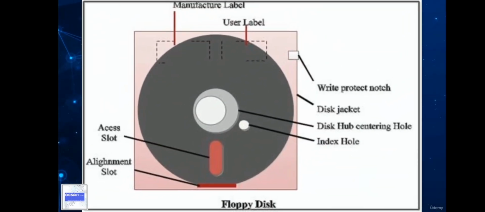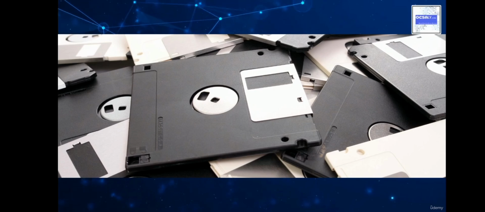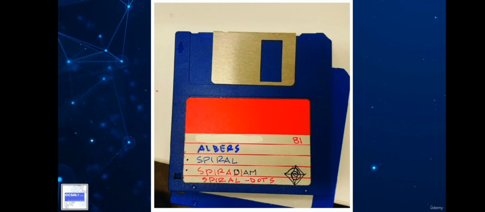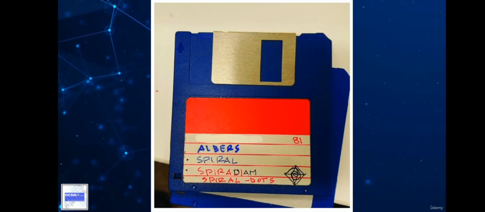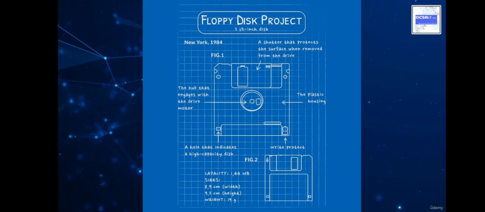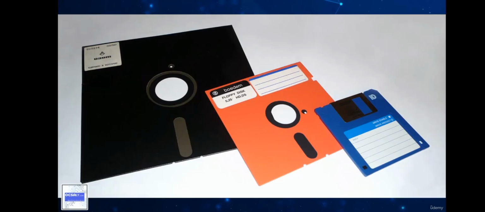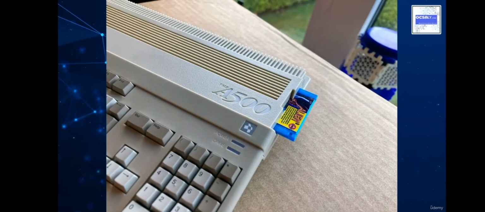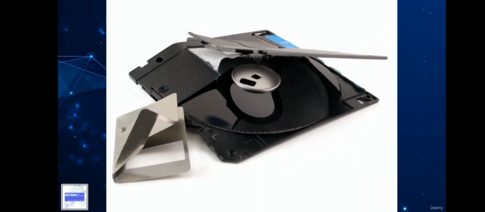Evolution of the floppy disk. Size, 8-inch. Year introduced, 1971. Maximum capacity, 80 kilobytes, KB. Size, 5.25-inch. Year introduced, 1976. Maximum capacity, 360 kilobytes. Size, 3.5-inch. Year introduced, 1984. Maximum capacity, 1.2 megabytes, MB.